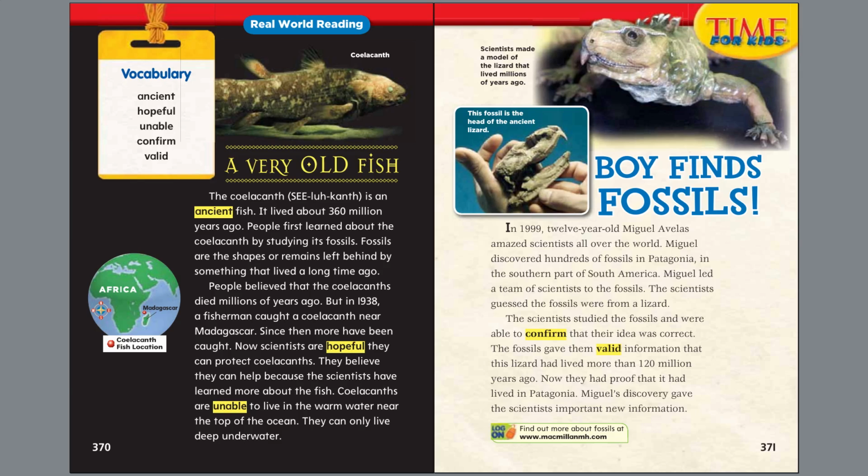Yeah. Okay, let's keep reading. Back to our text. Boy finds fossils. Okay, in 1999. How do you read this? Well, we just learned how to read this. Maybe you can try to apply what we've learned.